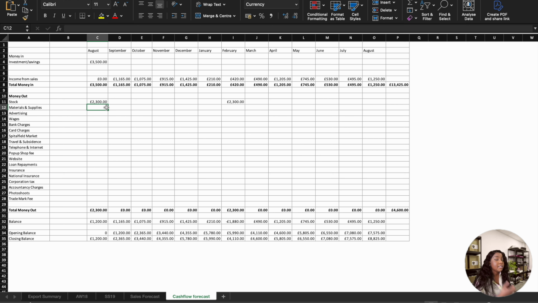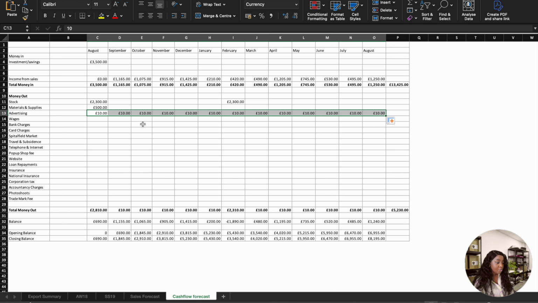So materials and supplies, so that's things like packaging, all of that kind of jazz. I'm going to just guess that at like 500, but you would have put together your costs table, so you will actually be able to pull accurate figures for your materials and supplies, if that makes sense. But I'm actually not going to go through that table in this video, otherwise this video will be awfully long. So advertising, I can say, okay, I'm going to spend £10 a month on that. So because I'm spending £10 a month, I'm going to need to stretch that to the rest of the months.